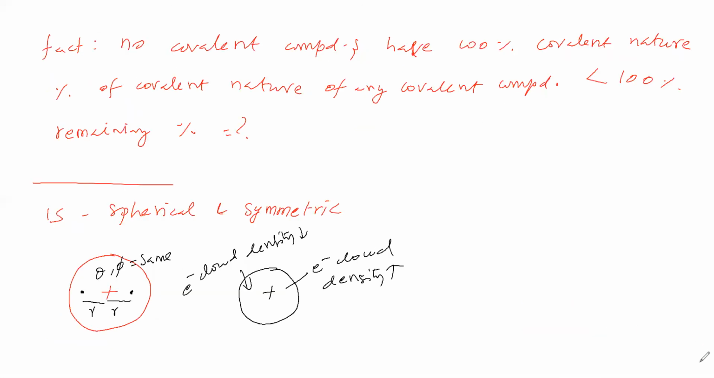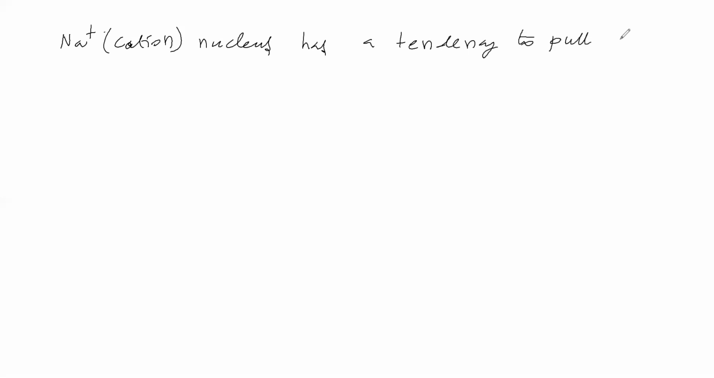So now we can say Na plus is the cation. So the cation nucleus has a tendency to pull the anion electron cloud. So the cation nucleus is trying to pull the anion electron cloud. This tendency is called polarizability. This is called polarizing power.